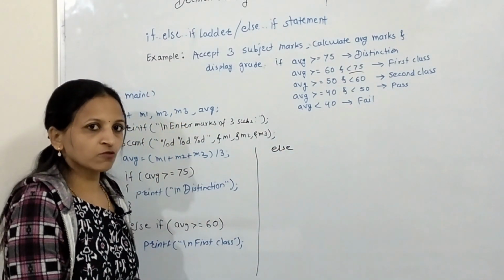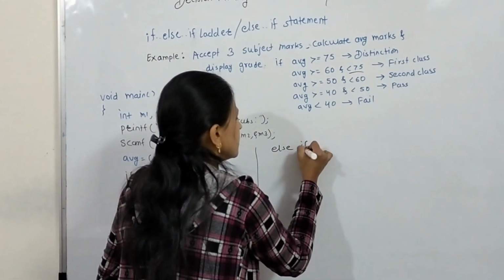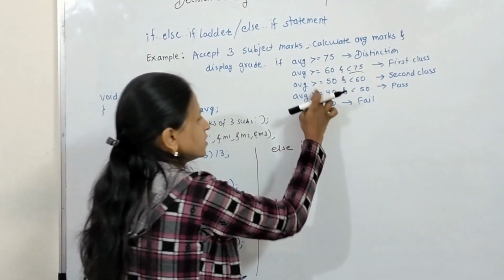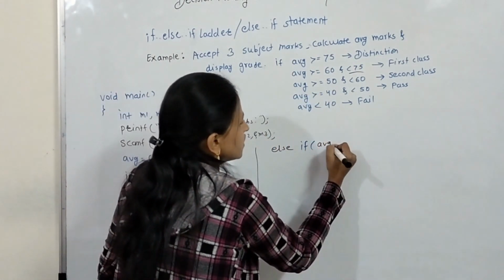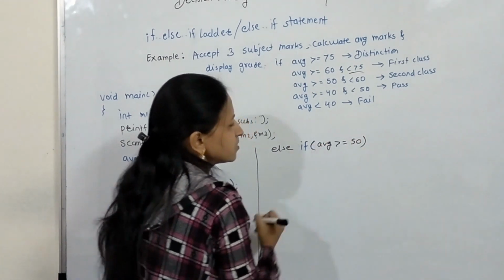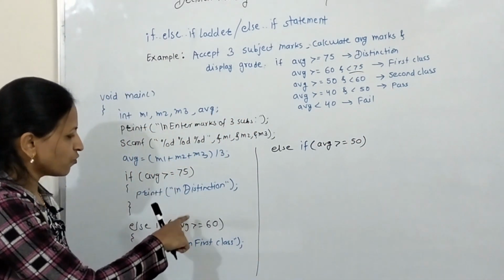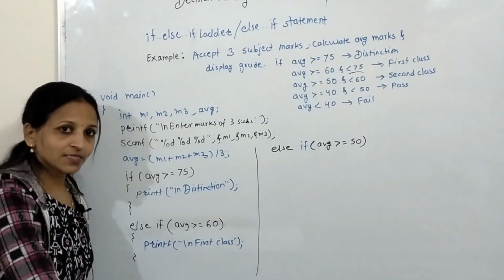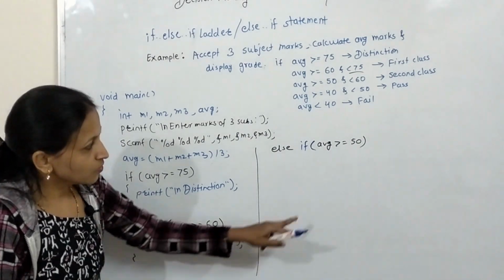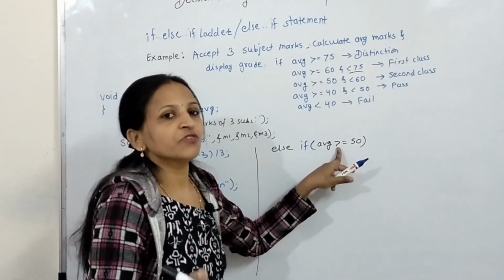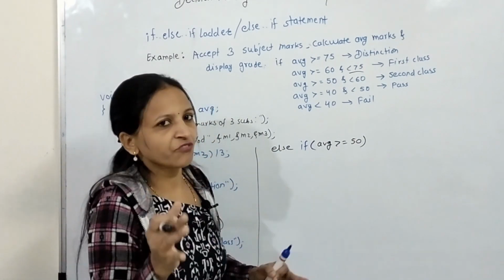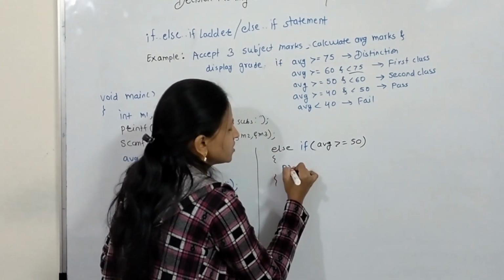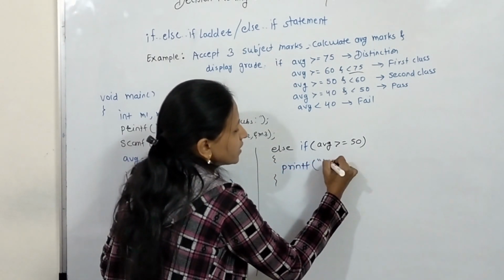Now again, suppose we have to check for one more condition, then just place here else if, and the next condition is average is greater than or equal to 50. Now if it is true, and the earlier one is false, it means it is of course less than 75. This one is false, meaning it is again less than 60. Now again, suppose it is greater than or equal to 50, it means it is between 50 and 59. That means here we can say the grade is second class. Just print printf second class.